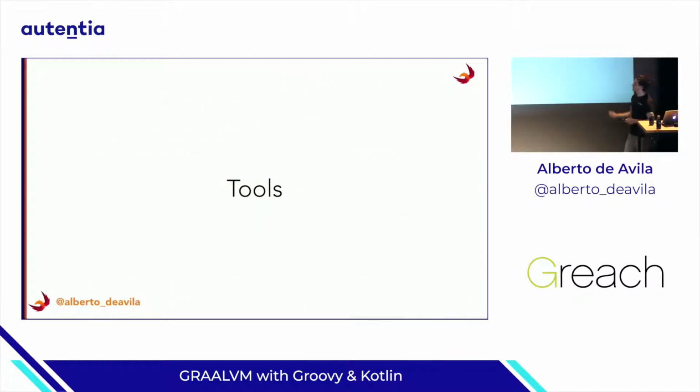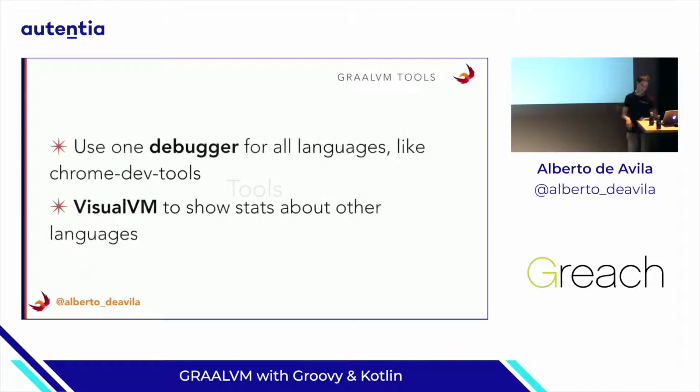Tools. This is a thing that not many people know about GraalVM. With GraalVM, you can use the debugger from, for example, the Chrome Dev Tools to debug code in other languages than HTML or JavaScript. We can, for example, debug Ruby code or Java code or some others.